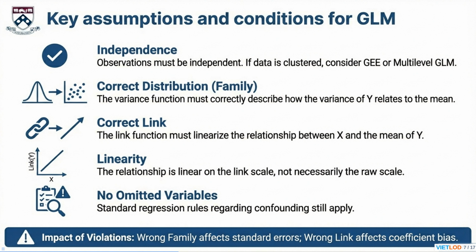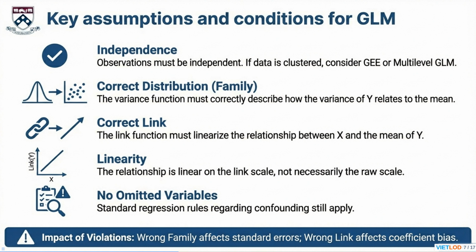To ensure the validity of our generalized linear models, we must satisfy several key assumptions. First, independence. Each observation must be independent. If you have clustered data, like students within schools, you should consider alternatives like generalized estimating equations or multi-level GLMs. Second, we need a correct distribution, meaning the chosen family's variance function must accurately describe how the variance of y relates to its mean. A mismatch here leads to incorrect standard errors.